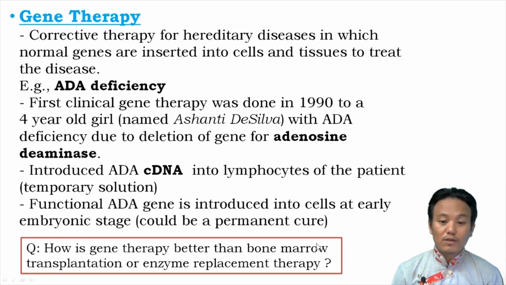So now there's one question for you over here. You can copy this down and try to find answers for that. This has been asked in previous board exams, right? How is gene therapy, the one which we have studied just now, better than bone marrow transplantation or enzyme replacement therapy, right? These are two therapies which are used apart from gene therapy for the treatment of adenosine deaminase deficiency. Please, you have to find answers for this one. Okay.